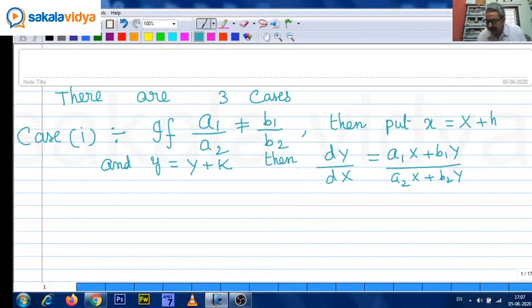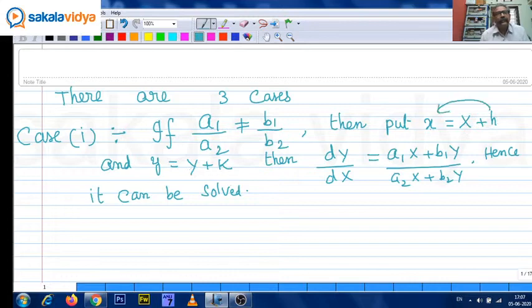Understood now? So next case. Hence, it can be solved. After that, capital X equals small x minus h, we can replace. Lastly, capital Y equals small y minus k will be replaced.